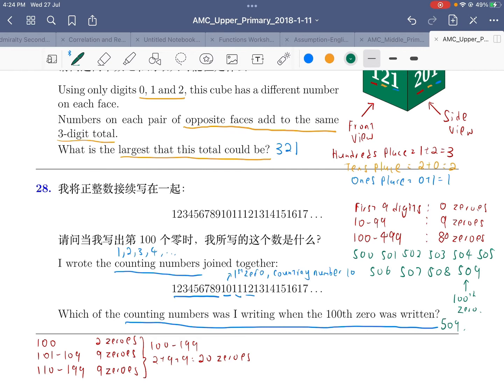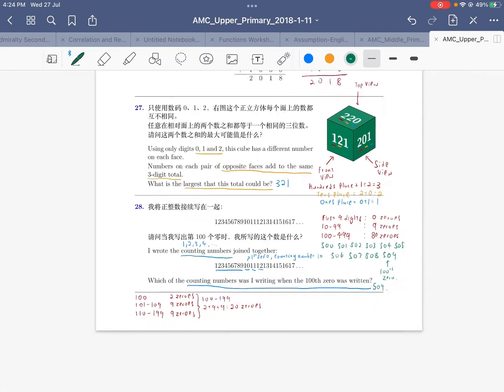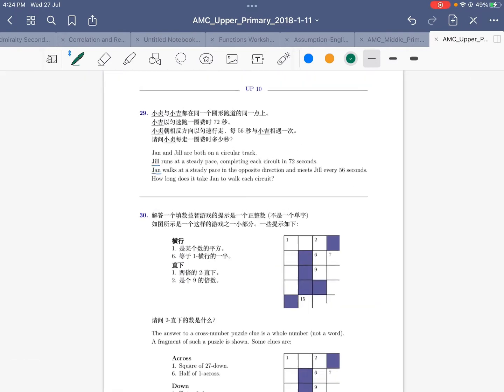So hopefully this one has challenged you a little bit, and I hope that you guys have learned some strategies on how to solve these kinds of problems with regards to numbers being joined together and counting the position in which a particular zero is in. Right, without further ado, let us move on to the next question.